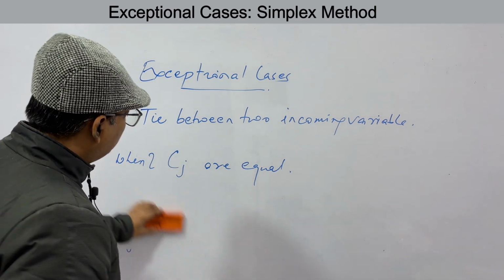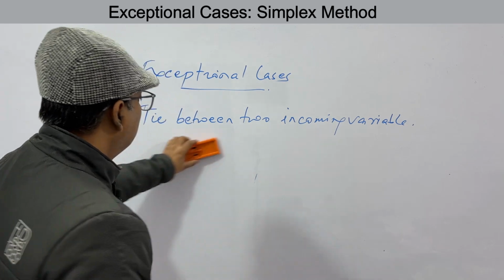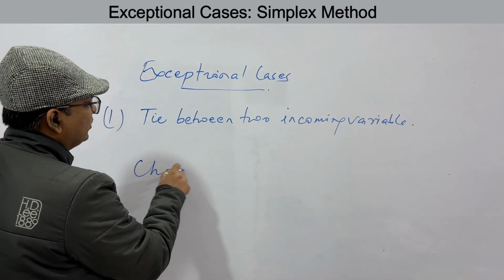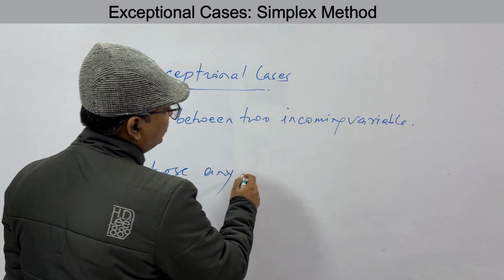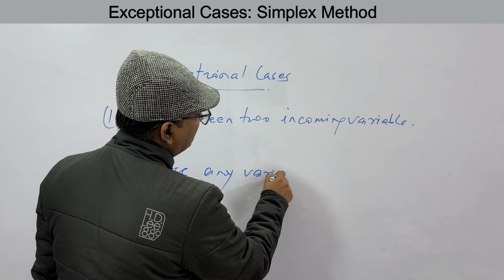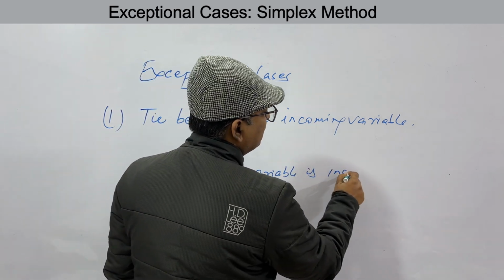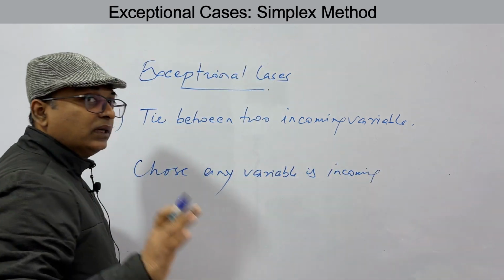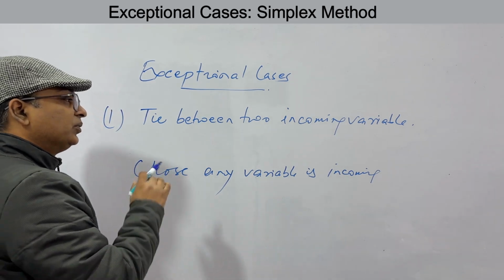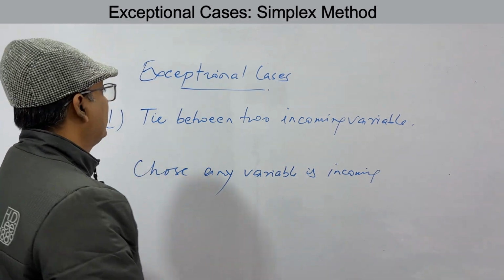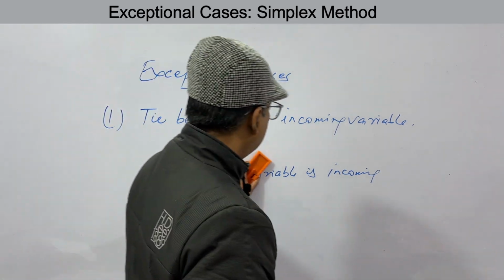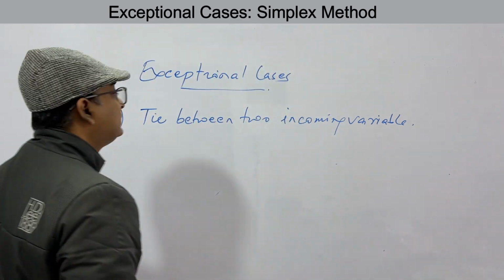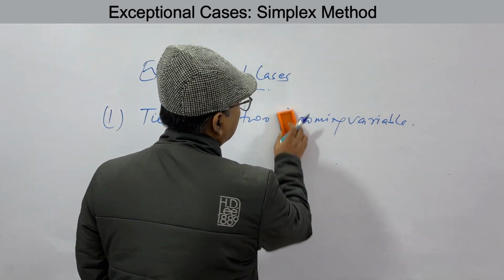Here you don't have to worry much. What you need to do is choose any of the variables as incoming. You can choose anyone arbitrarily. Whichever pleases you, you can choose. You don't have any issue. Now, the second one. The second one is a tie between two outgoing variables.